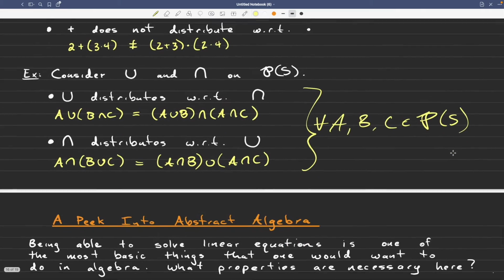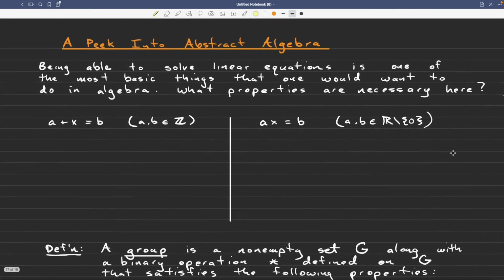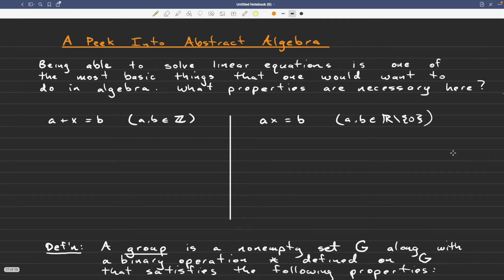Okay, so I want to give you a little peek into abstract algebra to finish this discussion up. Abstract algebra is the class that this current class is preparing you for. If you're thinking about algebra, you're thinking about things like, what's the general theory for solving equations? The most basic kind of equation that you might want to solve in a general setting is a linear equation. It's just one of the most basic things that you ever want to do in algebra.